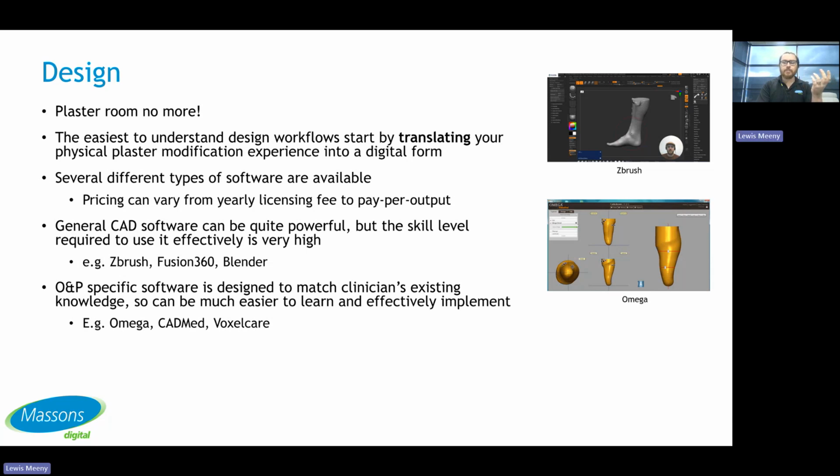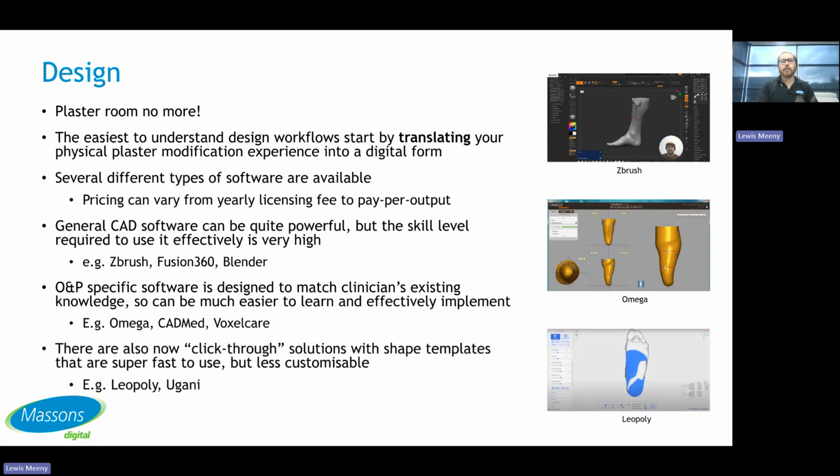The third type that's really come out in the last little while is what I'll call a click-through solution. So something like Leopoly or Ugani, where it does a lot of the heavy lifting for you. But because of that, it's less customizable. They're very powerful and they do a lot and they're really quick, but you have a bit less choice over how they work, and they can really struggle if you don't have really good input. An example is if you've got a tourniquet cast, these software cannot really smooth that out.